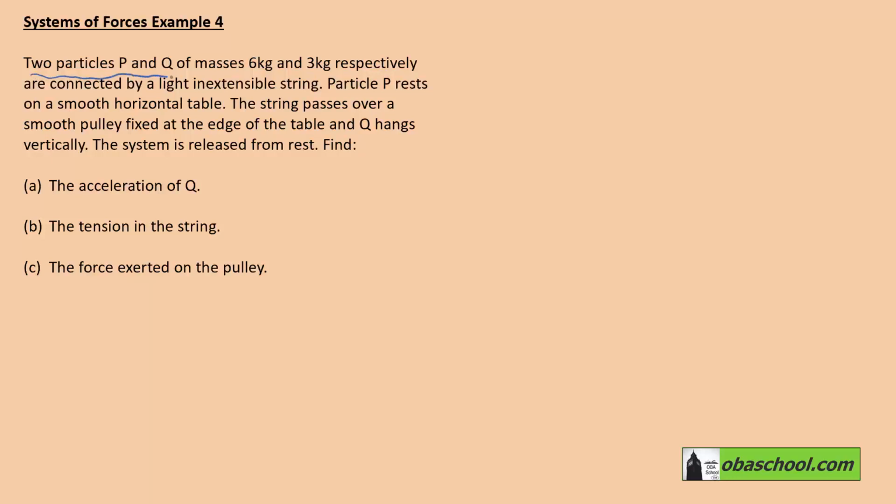Two particles P and Q of masses 6 kilograms and 3 kilograms respectively are connected by a light inextensible string. Particle P rests on a smooth horizontal table. The string passes over a smooth pulley fixed at the edge of the table, and Q hangs vertically. The system is released from rest.